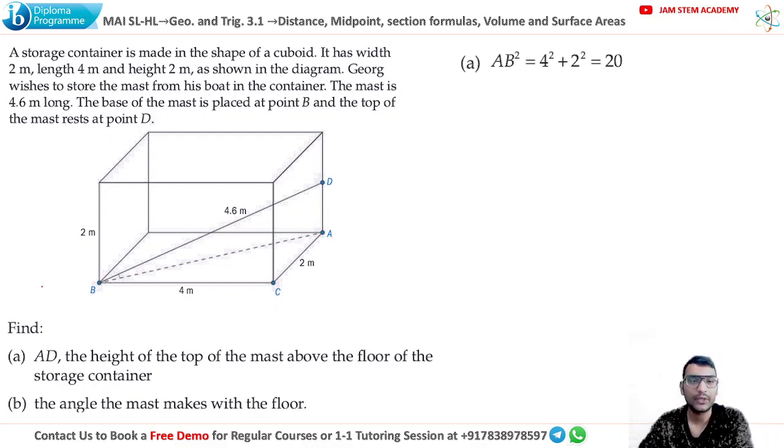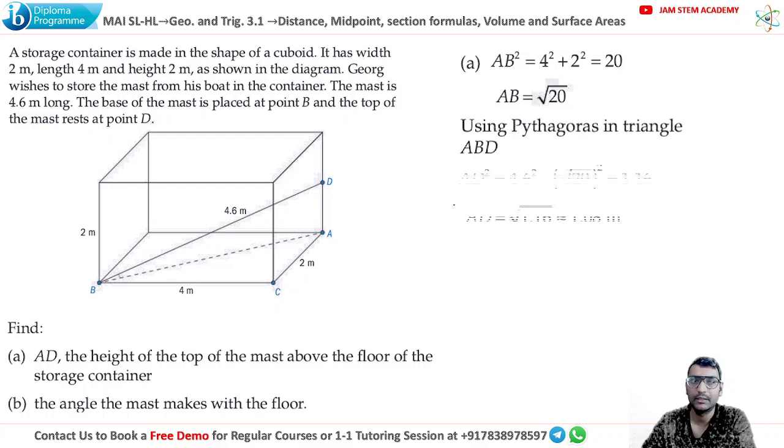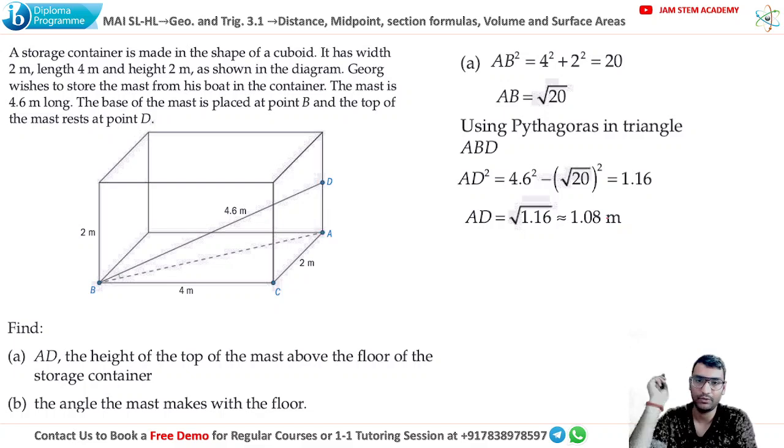Let's do it. As I said, consider the triangle ABC and let's find AB, which is the hypotenuse of that right angle triangle. AB squared is equal to 4 squared plus 2 squared, which is 20. So AB is root 20. Now consider the triangle ABD. We got AD, by using the Pythagoras theorem again, as 1.08 meters. That's the value of AD. Now, the second part.